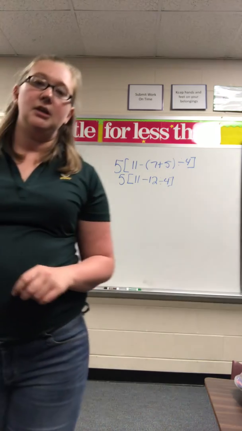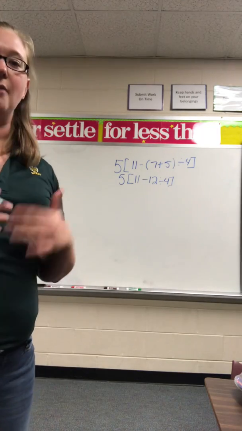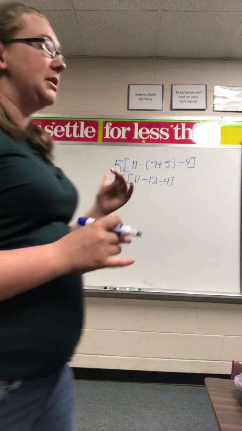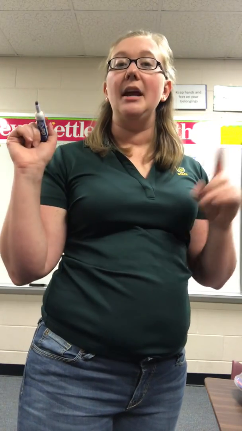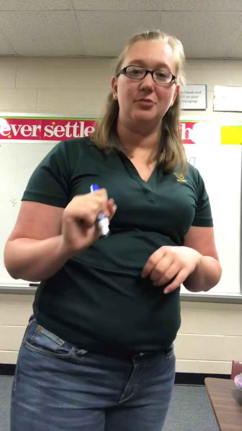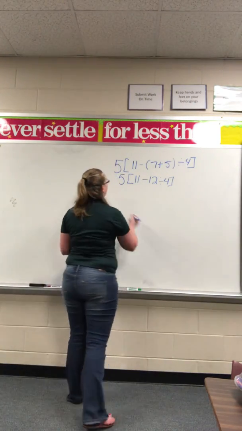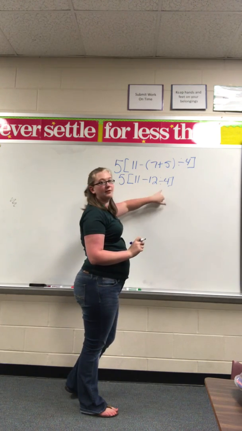The next thing that we need to do, we still cannot simplify everything in those brackets. We have multiple operations left. We add and we subtract before we multiply and divide. No, we don't. Good catch. We multiply and divide before we add or subtract, okay? I'm glad you caught me. Good job. So we're going to take, that's a negative 12 divided by 4.